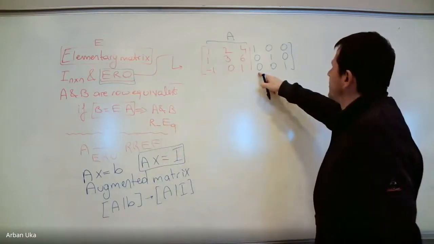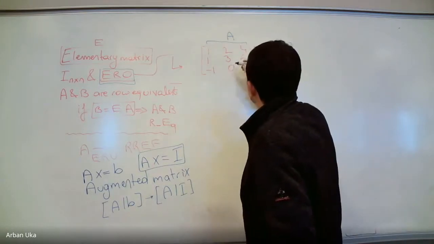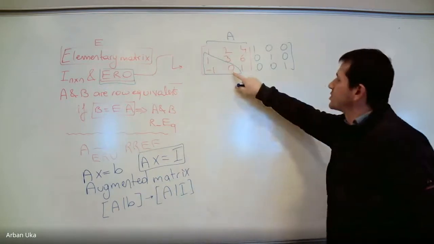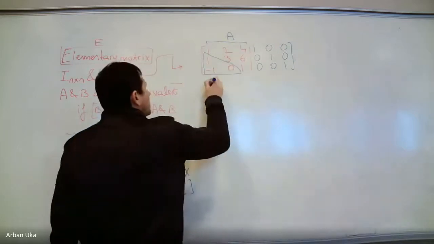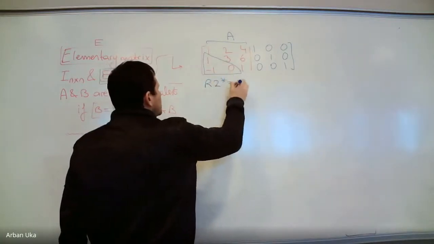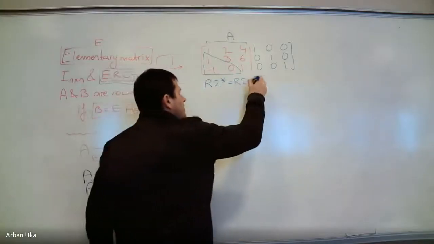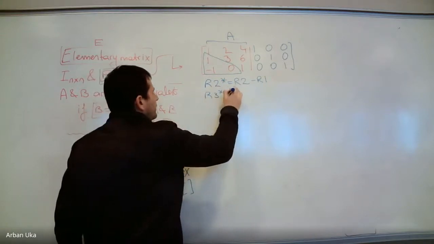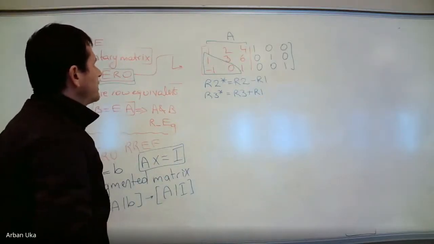What would be the first elementary row operation here? Let's assume we want to make these zeros. Let's not forget our initial objective is to produce zeros. How can we make this 0? We can say that row 2 star is equal to what? Row 2, then what? Minus row 1. Thanks. What about row 3 star? Row 3 plus row 1. Plus row 1, that's correct. Okay, so let's write then the answer here.